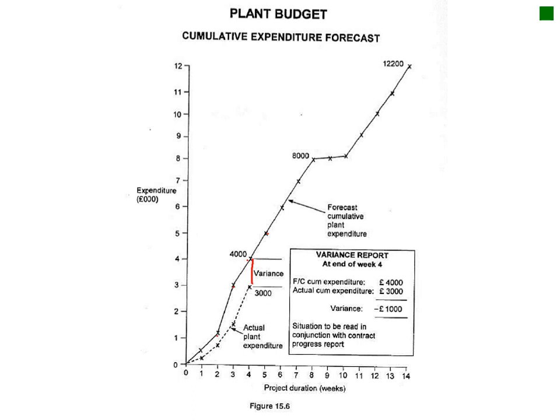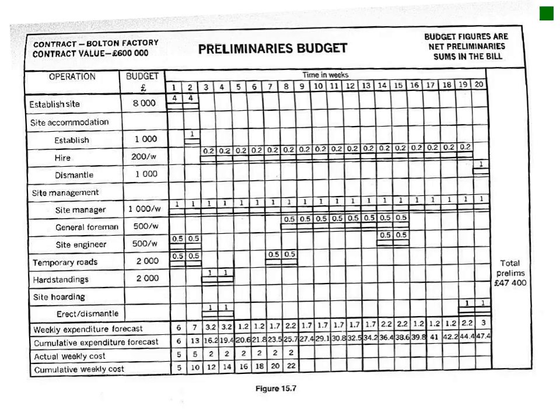I think you guys will get the idea of this. I'll also try and get you guys to do a little graph like this for me. And then your preliminary budget. Your preliminary budget is your site establishment, where you have a little bit of a cost. Then you've got your site accommodation, hire, dismantling, site management, site manager, 1,000 work hours.